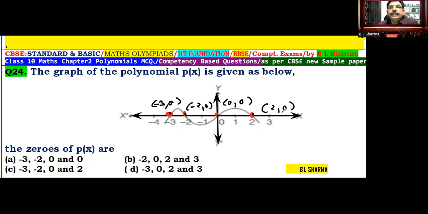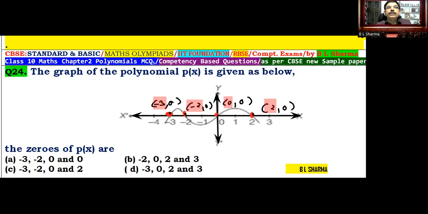Because all points are lying on the x-axis, that is why the y-coordinate is 0. It means now we have the x-coordinates: the first is minus 3, the second is minus 2, the third is 0, and the fourth is 2. This graph intersects the x-axis at 4 points, and the x-coordinates of all 4 points are given, that is minus 3, minus 2, 0 and 2, and these will be the zeros of the given polynomial whose graph this is.